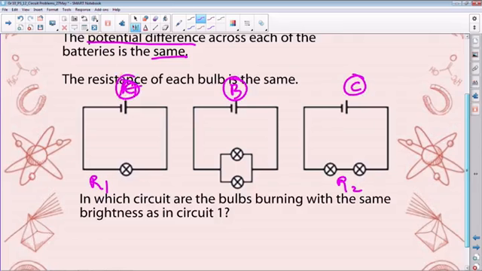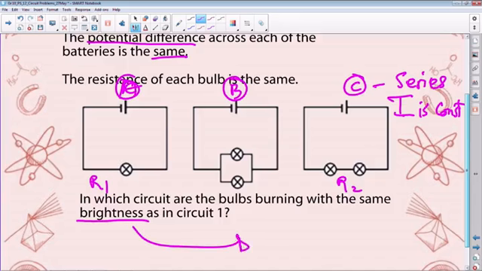You'd realize that in the first circuit, these bulbs are connected in series. Because this is a series circuit, the amount of charge that passes through is the same. So current is constant because this is a series circuit. So the bulbs in circuit C are going to burn with the same brightness. Brightness has an implication on the amount of current. Very, very important.